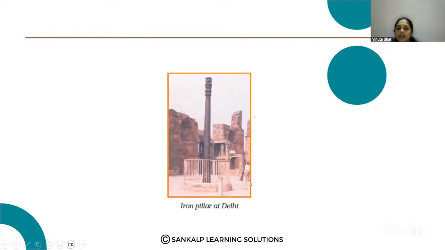So here you can see the iron pillar at Delhi, that is the Qutub Minar. This is made of iron around 1600 years ago, but which does not undergo the rusting process. It is an iron that does not rust. So which is made up of iron but which did not undergo this corrosion process. Okay, so that is a very good example for the architecture of India.